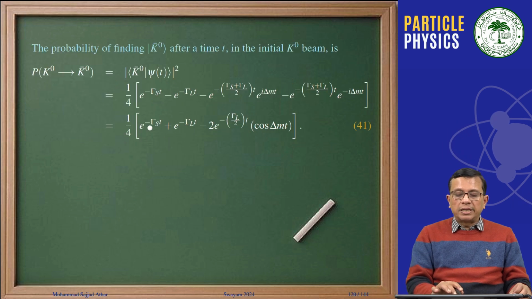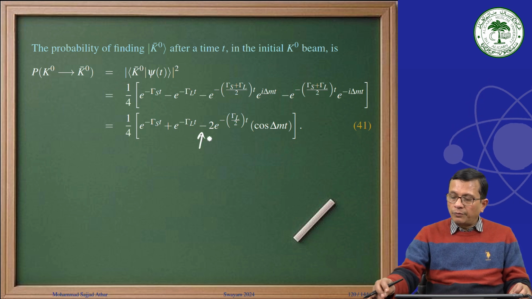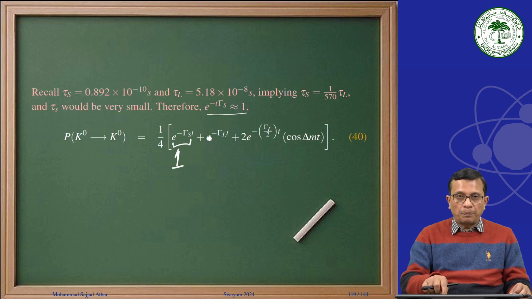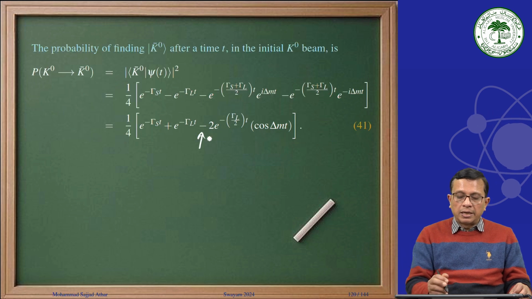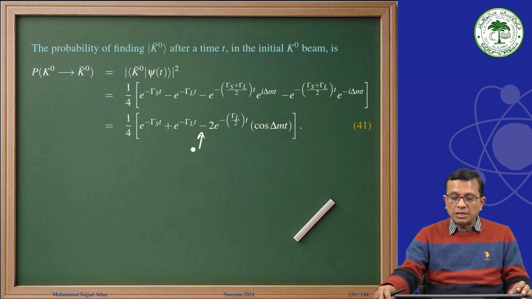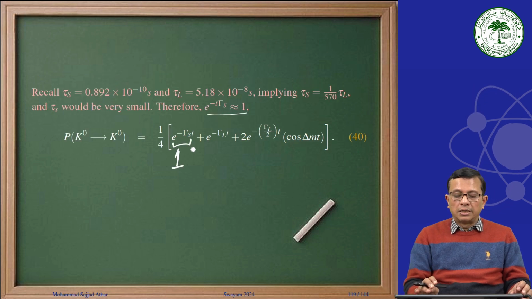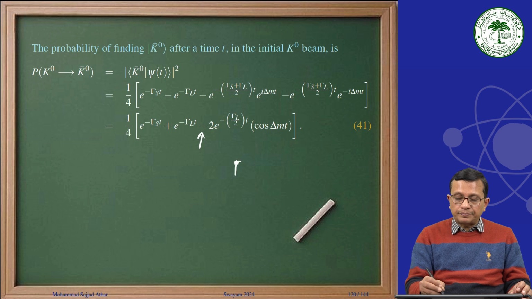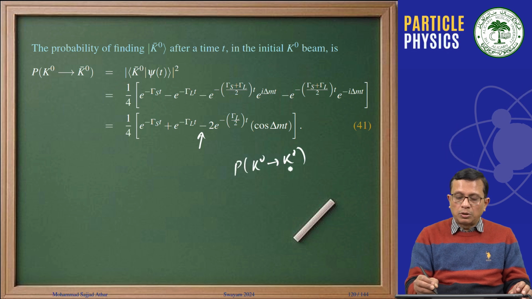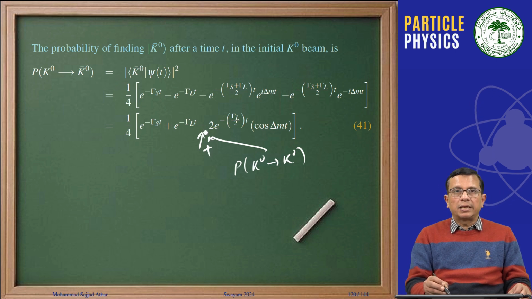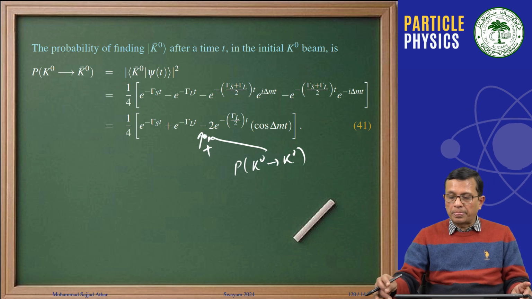We will have 4 terms and we will solve that. You will see that this time we have e power minus gamma S t plus e power minus gamma L t minus, here there will be a change of sign, while in this case we had a plus sign. The interference had the plus term, and here the interference has a negative sign. Therefore, this is the change. Otherwise, all the terms are the same. Therefore, the probability of K0 to K0 is plus here, while the probability of K0 to K0 bar is here with a negative sign.